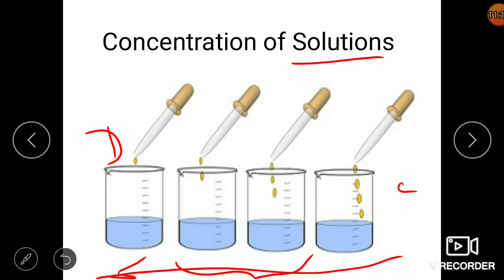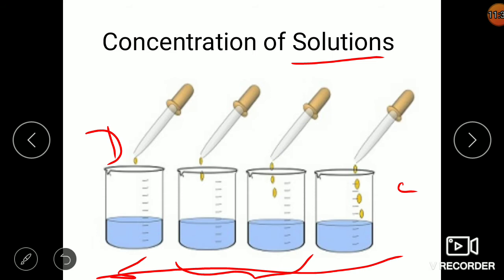Will you say it as dilute or concentrated? It will be difficult, because you can compare two things, but for a fourth thing to compare, the comparison becomes a bit difficult to express clearly. So for that, what we do is go for the quantitative analysis.